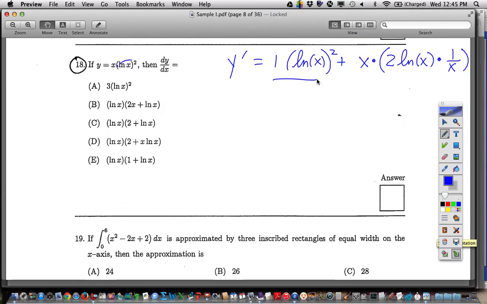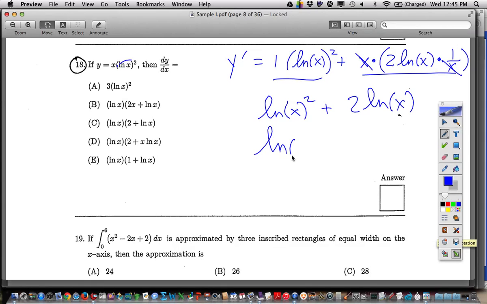And so I got a term here and a term here that's all multiplication, so these parentheses don't really matter, so this x and this x could cancel. So I think I'm going to get ln x all squared plus 2 ln x. And it looks to me like they factored out an ln x. So maybe I would do that here. Take out an ln x, I'd get ln x plus 2, which would be c.